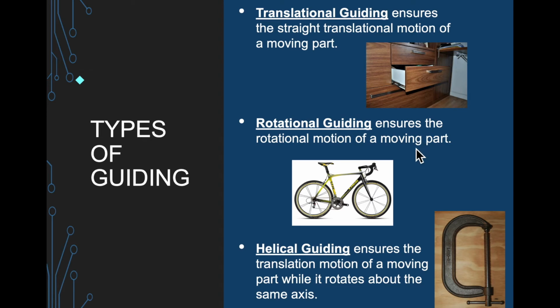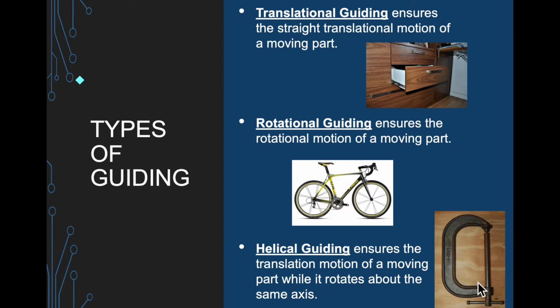Rotational guiding ensures the rotational motion of a moving part. If we take a look at the wheel, for example, the wheel can only turn in one direction. So again, 1 degree of freedom. In this case, it's a rotation around the axis that would be perpendicular to it, so kind of in this direction. Then we have helical guiding.